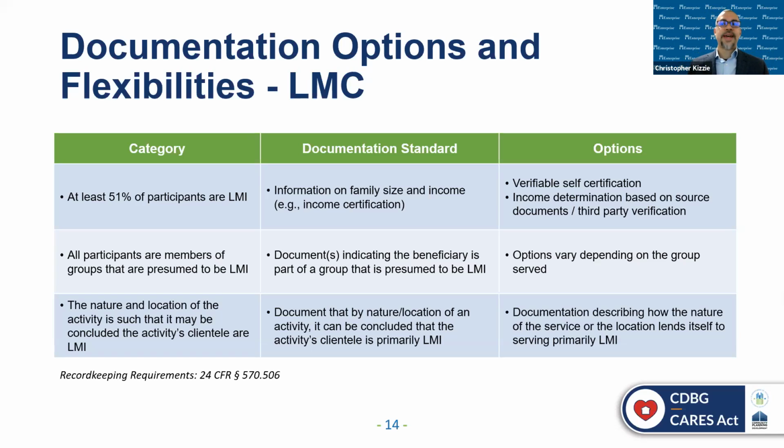A typical approach to choosing LMC category is that, depending on the beneficiaries to receive services and their location, evaluate presumed groups and nature of location first to see if one of the options works, which is a lesser documentation burden. If neither are a good fit, you will need to use income certification to meet the minimum 51% standard, and will have to establish your policy approach to accept self-certification or require source documentation of income. Next slide, please.